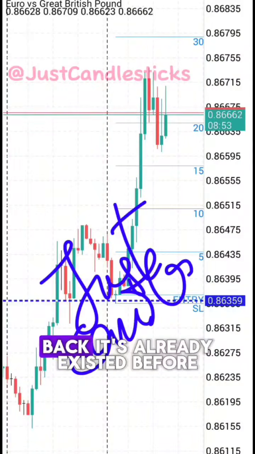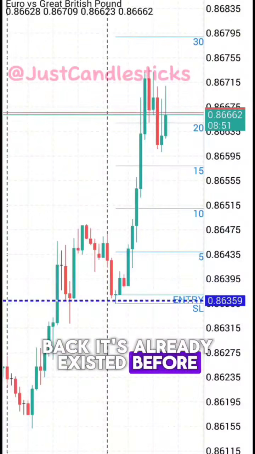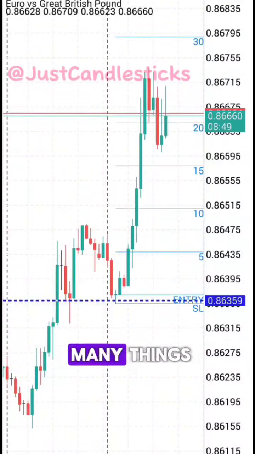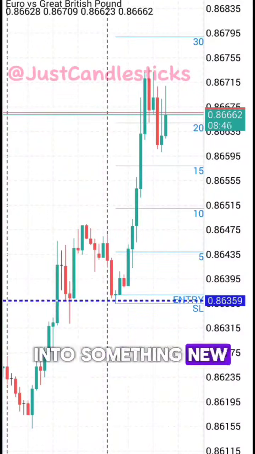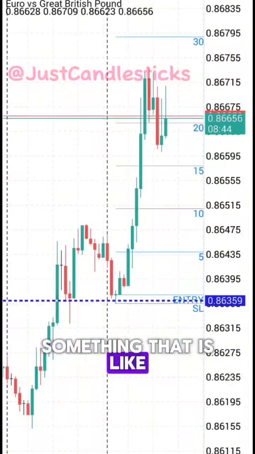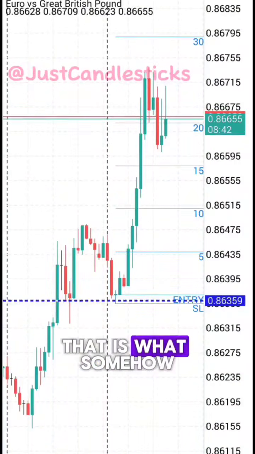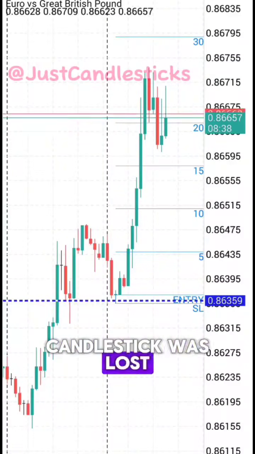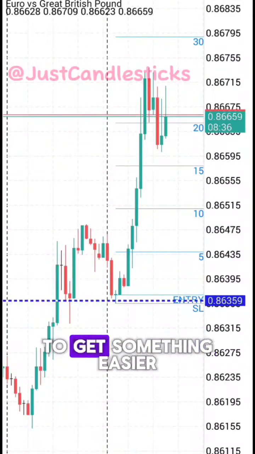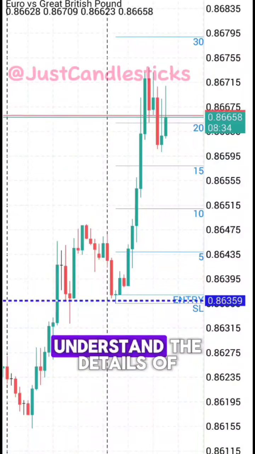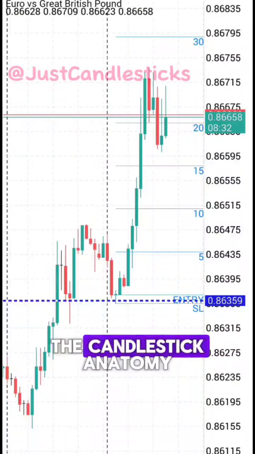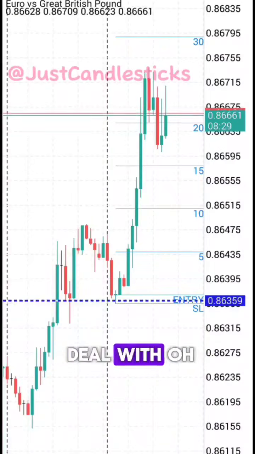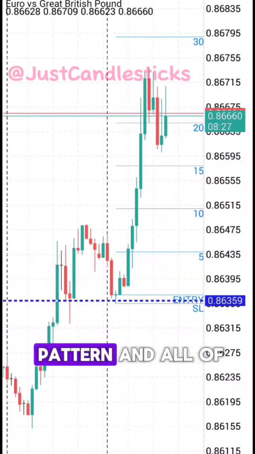We are bringing it back. It had already existed before, but with distractions and so many things, people love to jump into something new that will give them something like a holy grail. That is how the originality of candlesticks was somehow lost. So people now want to get something easier. They don't want to understand the details of the candlestick anatomy. They want to go with a pattern and all of that.